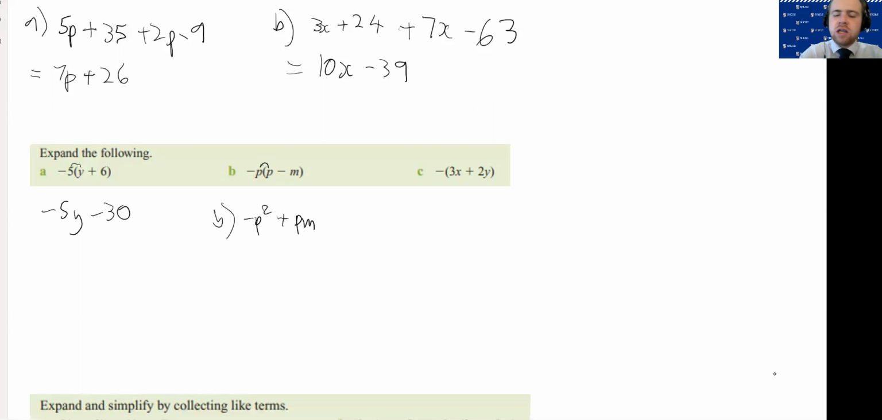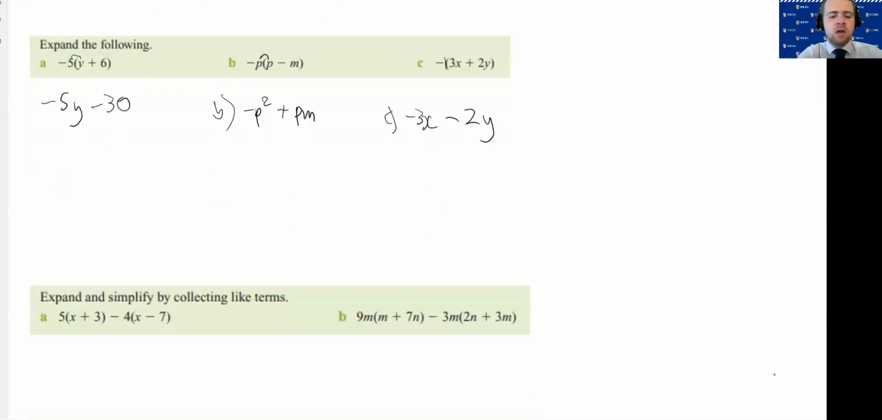Finally, this one here, there's actually a hidden 1 out the front. So if you just have a negative in front of the brackets, you can think of it as -1. And so then we're going to think about what's -1 times 3x. That's going to be -3x. And then we've got -1 times 2y. That's going to be -2y. So that's what we need to do with negatives. You multiply each term in the brackets by that negative value.